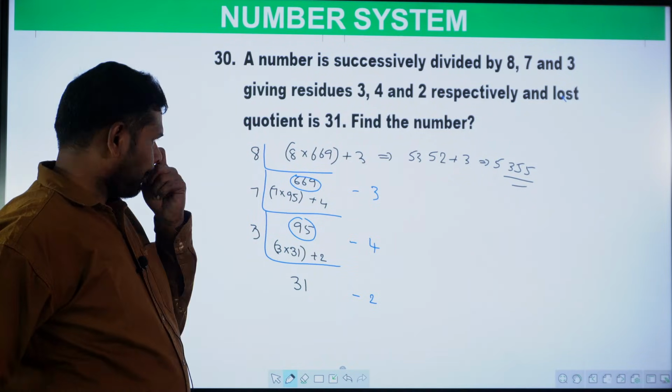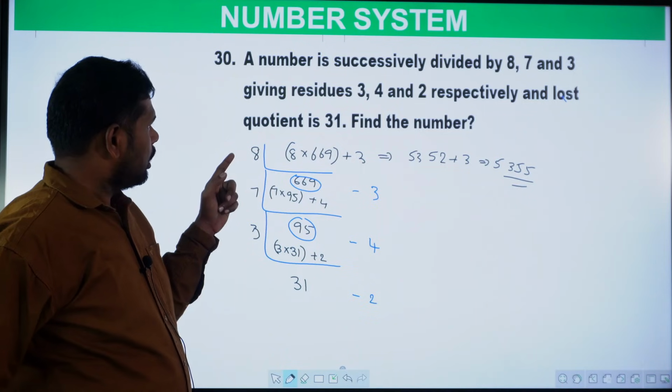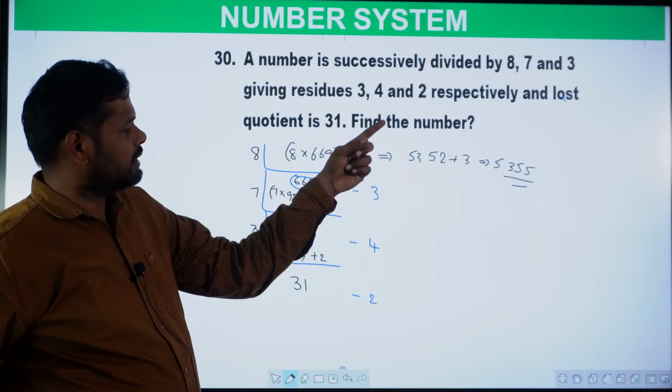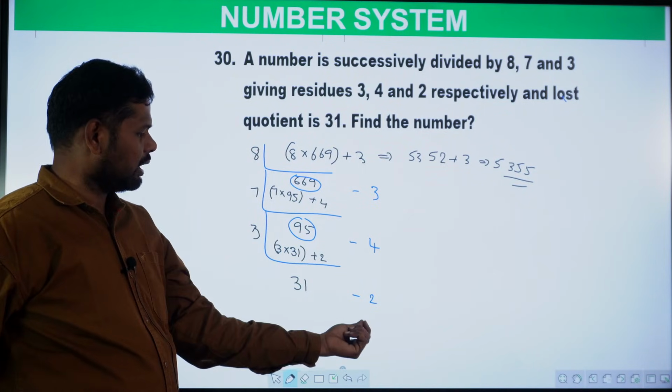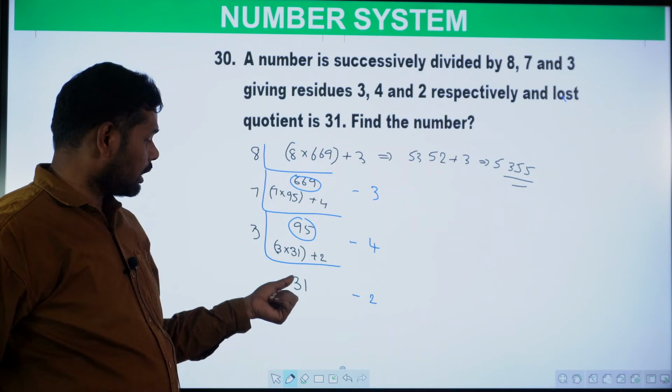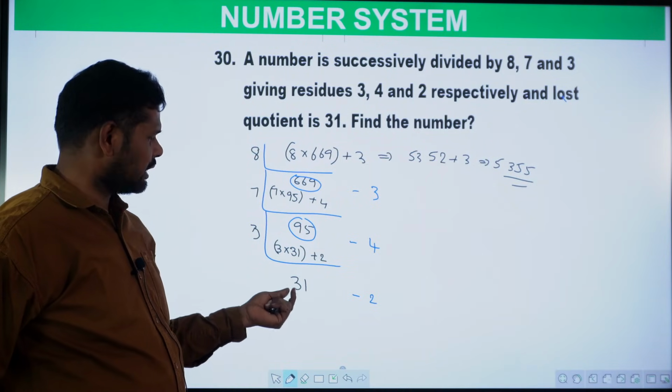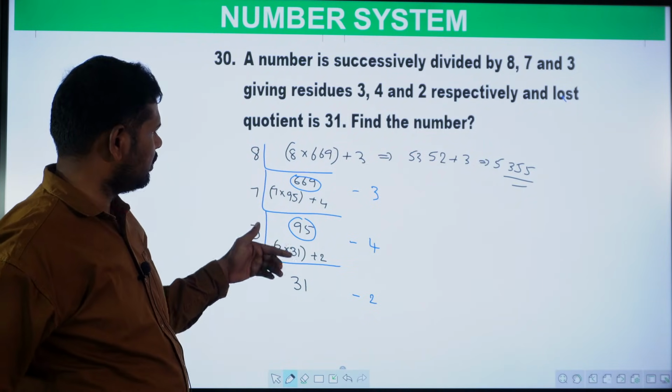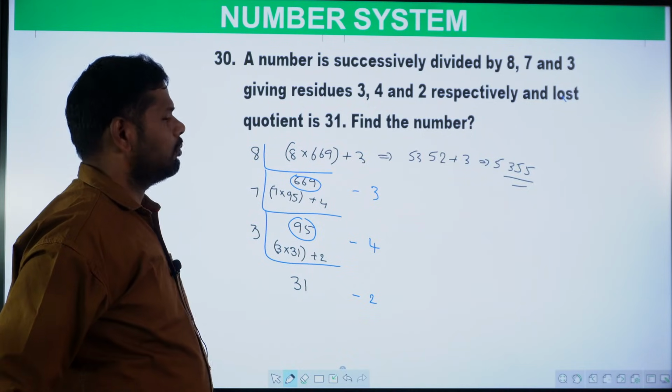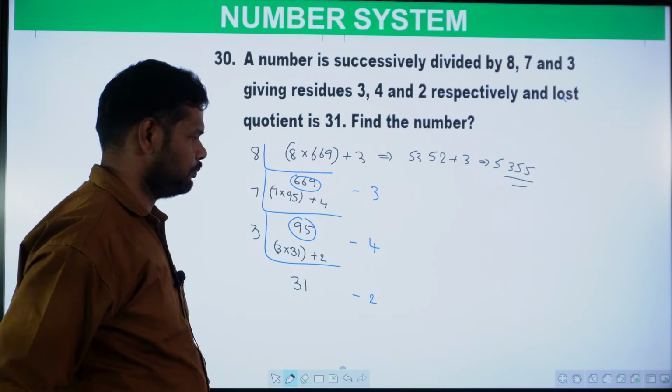So, very simple. A number successively divided by 8, 7 and 3 leaves remainders 3, 4, 2, and the last quotient is also given as 31. That's why we substitute that last quotient value and find all the possible values. That's it. Simple.